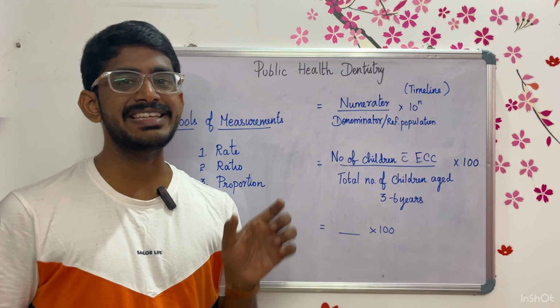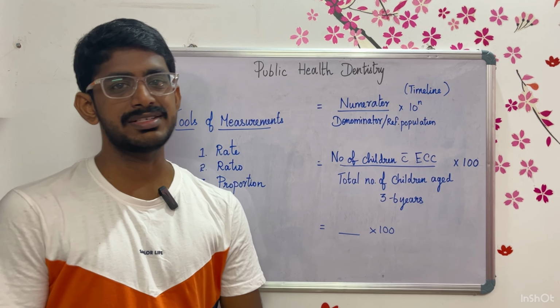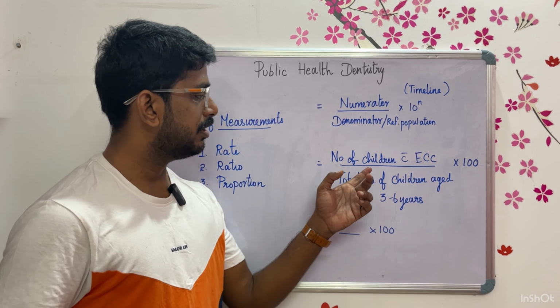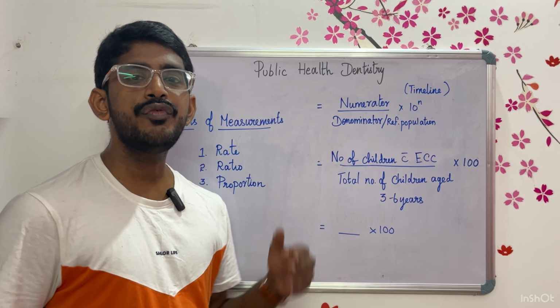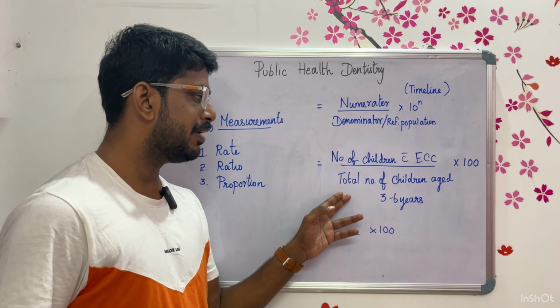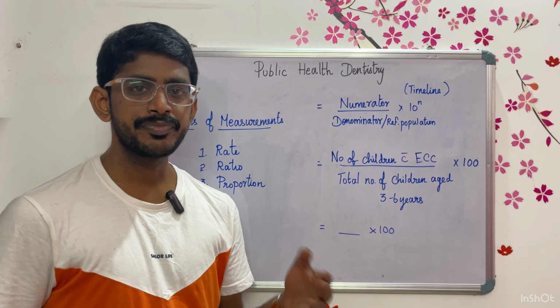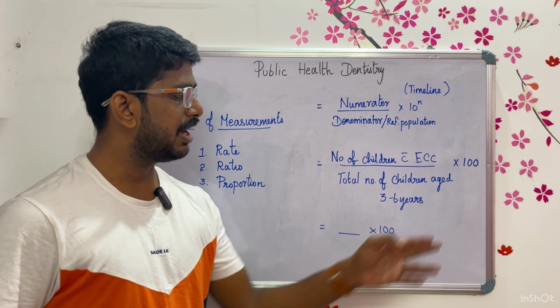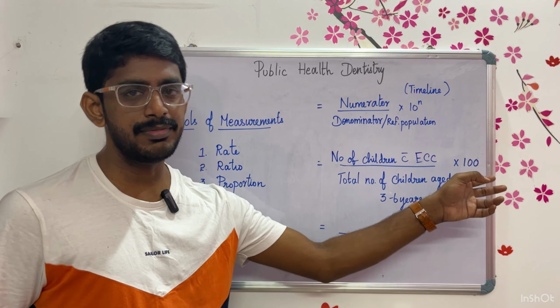So I am doing this study for a period of 2 years. That is the timeline. Okay, next is the numerator. Here the numerator goes like this: number of new cases of ECC among children. Next, the denominator. Denominator is the total number of children in that particular area between the ages 3 to 6. And finally, I have used the 100 as a multiplier.